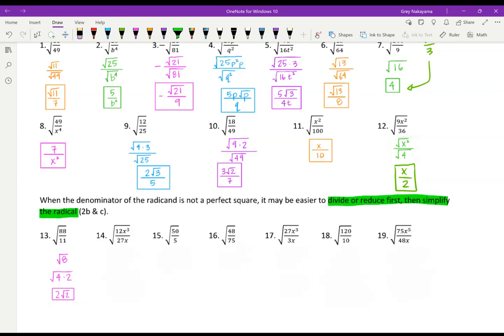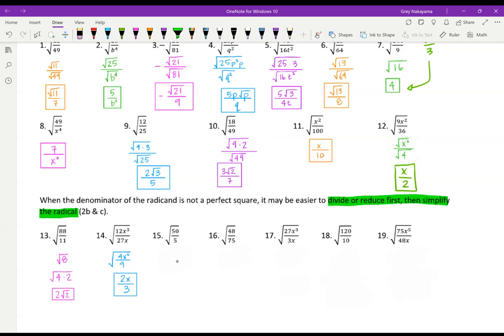Number 14, 12x cubed over 27x. Well, 12 and 27 have a common factor of 3, and the x is simplified to x squared on the top. So that's going to be the square root of 4x squared over 9. You can leave it in there if you can handle this. Okay, the bottom is a perfect square now when 27x was not a perfect square. So the square root of the bottom is 3, square root of the top is 2x. So it just becomes 2x over 3.